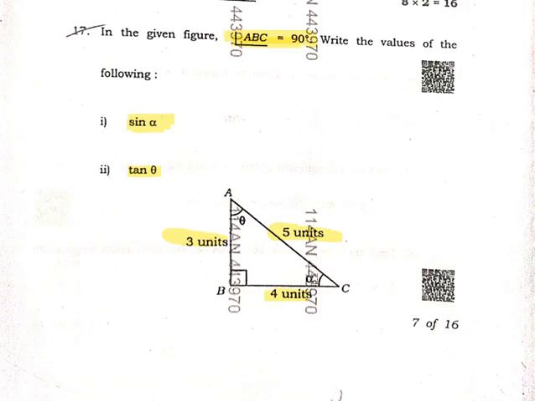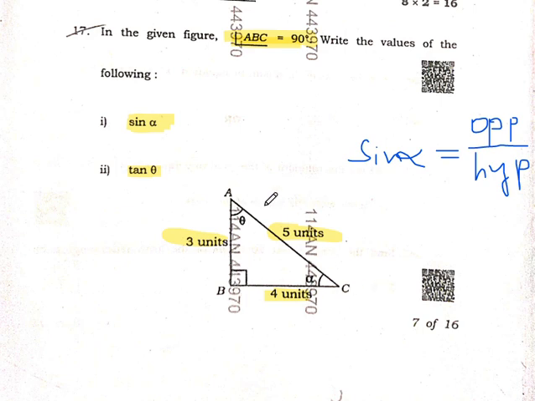For this angle you have to find the sine ratio. You already know the sine ratio, that is sine theta. Here instead of theta they have given sine alpha, so we can write sine alpha equals opposite by hypotenuse. See this diagram: for this angle alpha, the opposite side is AB, the adjacent is BC, and the hypotenuse is the longest side, that is AC.